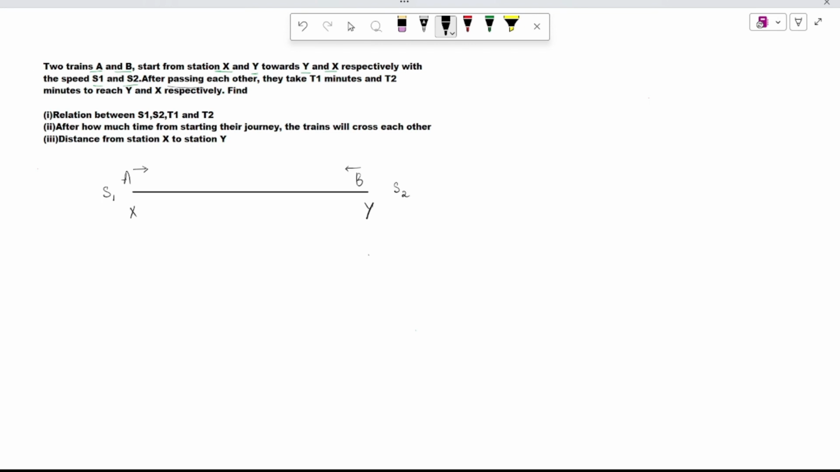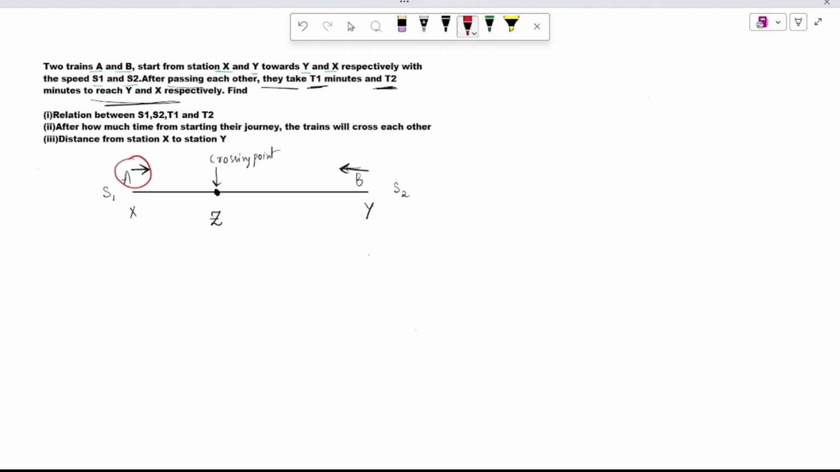After passing each other, see, if two trains are traveling towards each other, they have to cross at some point, right? This is the crossing point. Let it be some Z. What they have given: they take T1 minutes and T2 minutes to reach Y and X respectively. See, I'll explain that.